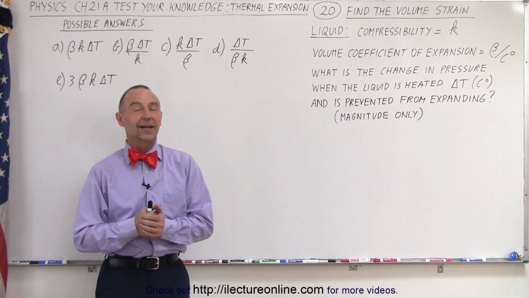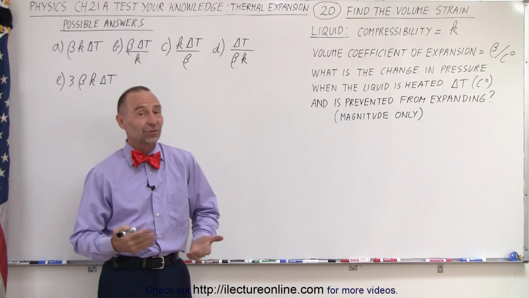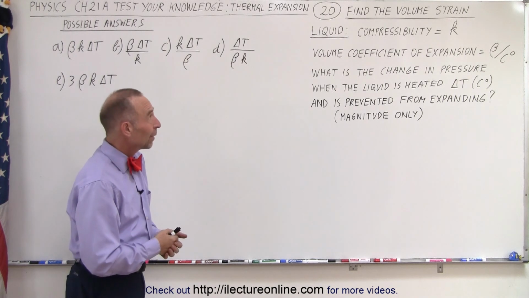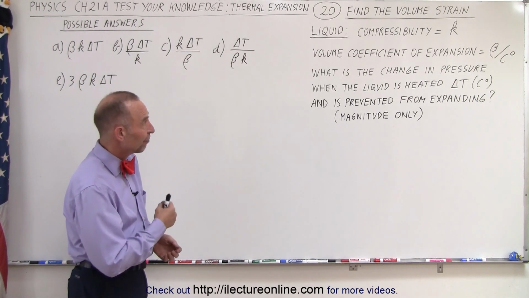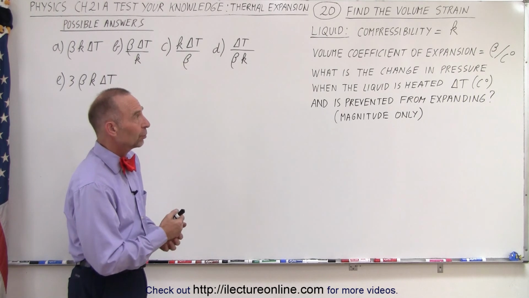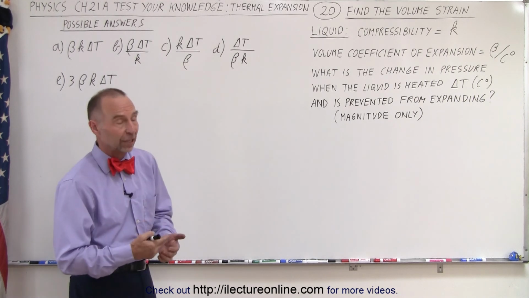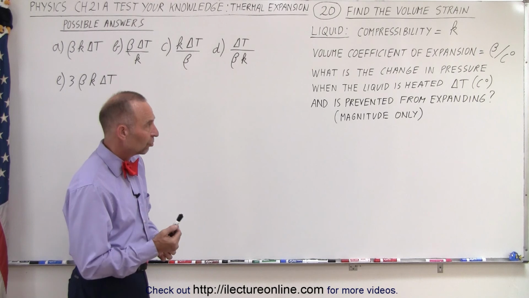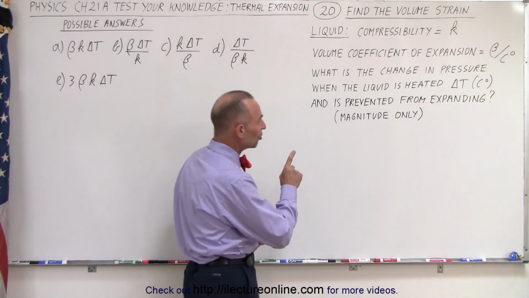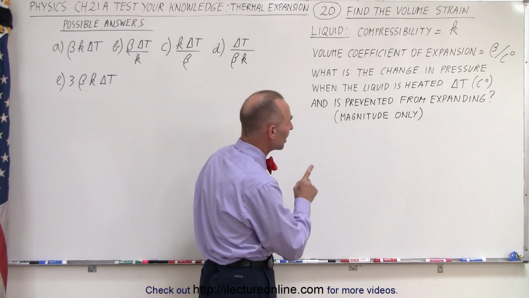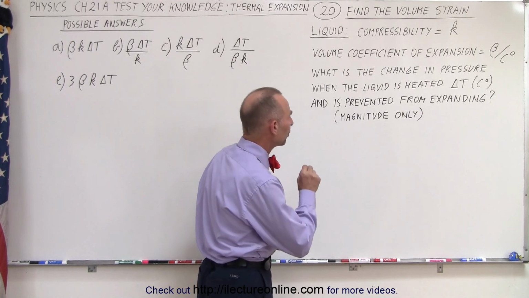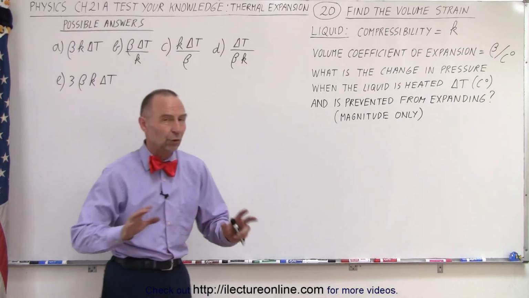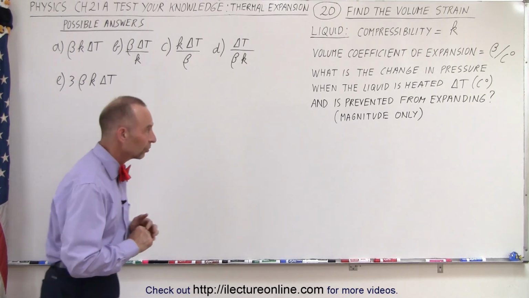Welcome to our lecture online, and here's our next test question, so to speak. We have a liquid that has compressibility equal to K and a volume coefficient of expansion equal to beta per centigrade degree. Now the question is, what is the change in the pressure when the liquid is heated an amount delta T centigrade degrees and is prevented from expanding? And let's only worry about the magnitude so we can ignore the sign.